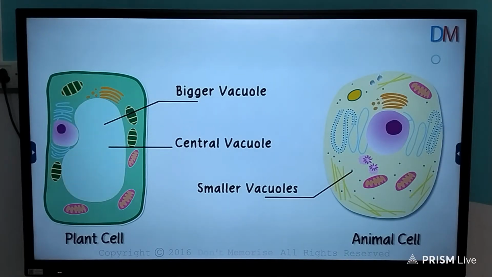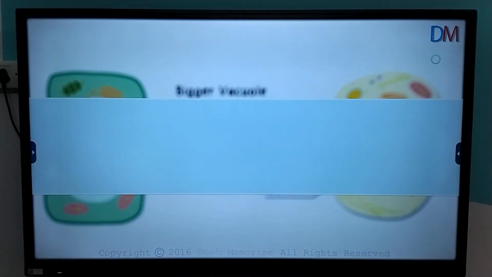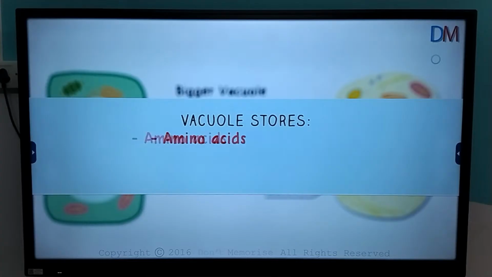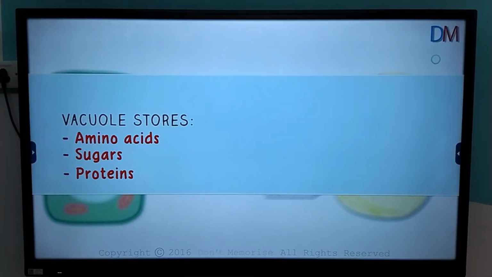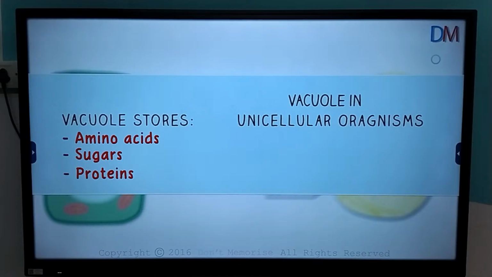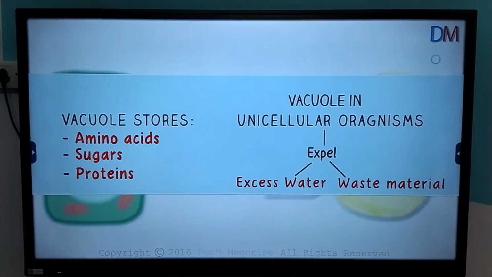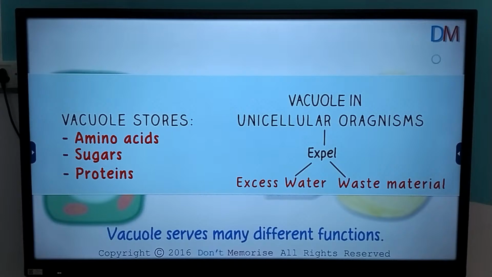Vacuole which may occupy more than half of the cell volume. Okay, it's a storage unit. Great. What are the substances that the vacuole stores within it? The vacuole stores amino acids, sugars, proteins, and various other substances within itself. Also, it must be noted that in some unicellular organisms, this vacuole is instrumental in expulsion of excess water and waste material from the cell. Thus, a vacuole may serve many different functions.